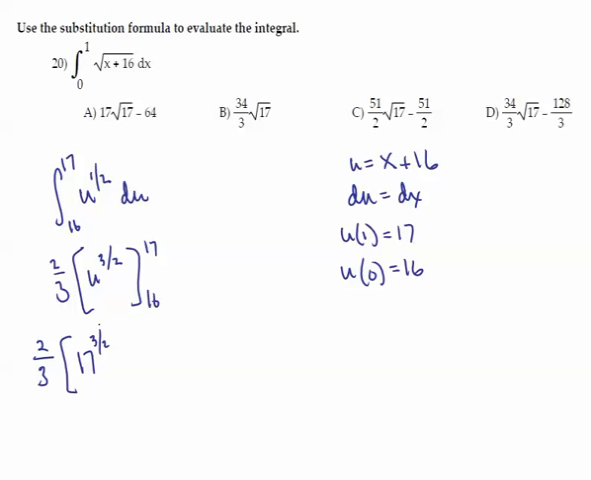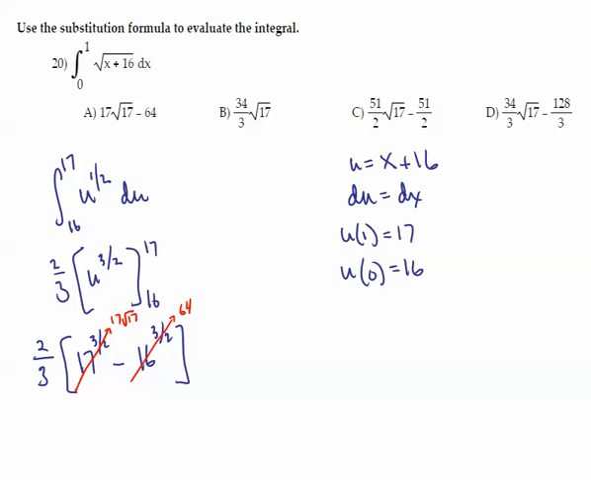Now 17, there's nothing we can do with that, because 17 is prime. Remember that a rational exponent is power over root, so that is really square root of 17 to the 3rd power. We'll get back to that in a second. 16 to the 3/2, we can take the square root of 16, which is 4 to the 3rd power, so this is just 64. 17 to the 3/2 is 17 square root of 17.